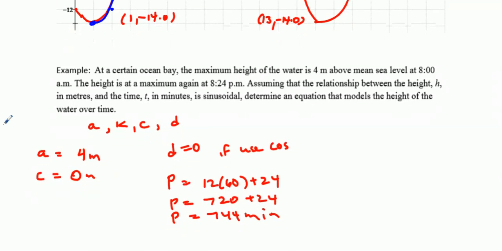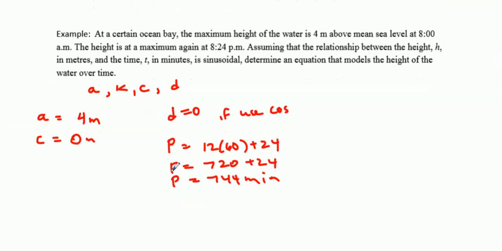And if we want our K then for the equation, it's going to be 2 pi over 744, which is pi over 372. Okay, so we've got our K, and we've got our D, and we've got our A and our C, so we can come up with an equation.